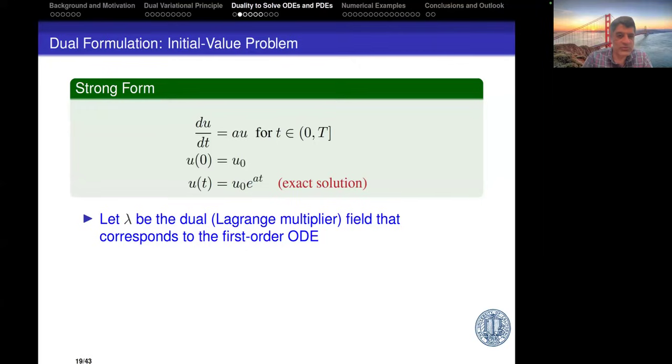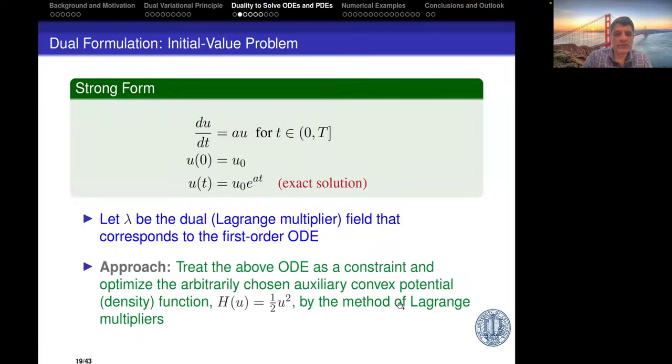Of course, this is too trivial, but the point is that I want to construct a dual formulation for this problem. I want to convert this into a boundary value problem, and that's the key thing. So let's see what can be done and how to go about it. I let lambda be the dual variable. Now the dual field, because I'm looking at functions, corresponds to the first order ODE. The idea is simple. As before, treat the above ODE as a constraint and optimize an arbitrarily chosen convex potential density, because it will go into an integral, as half u squared.